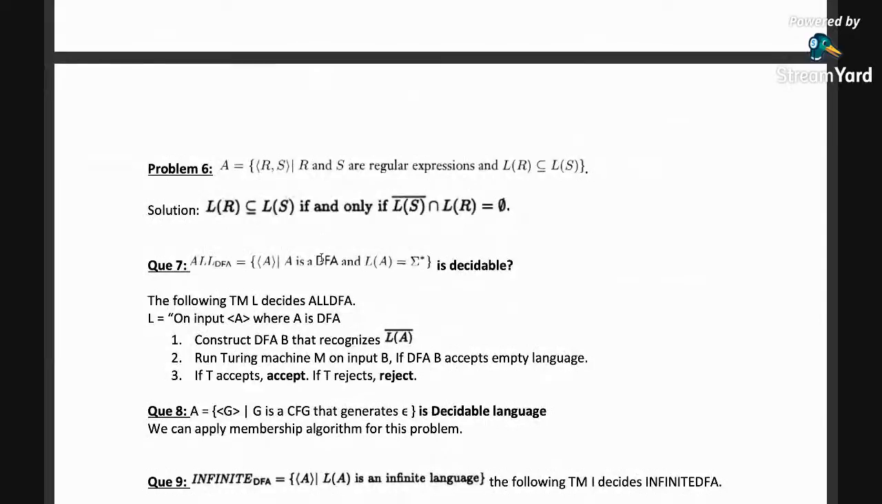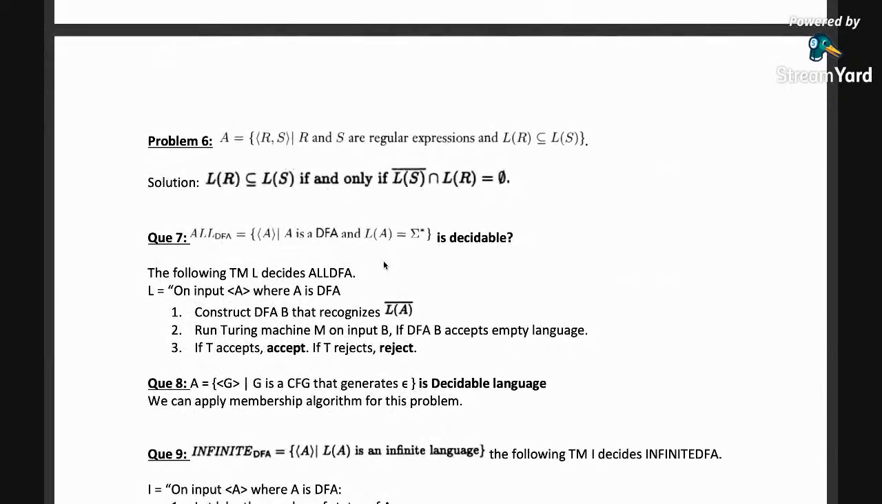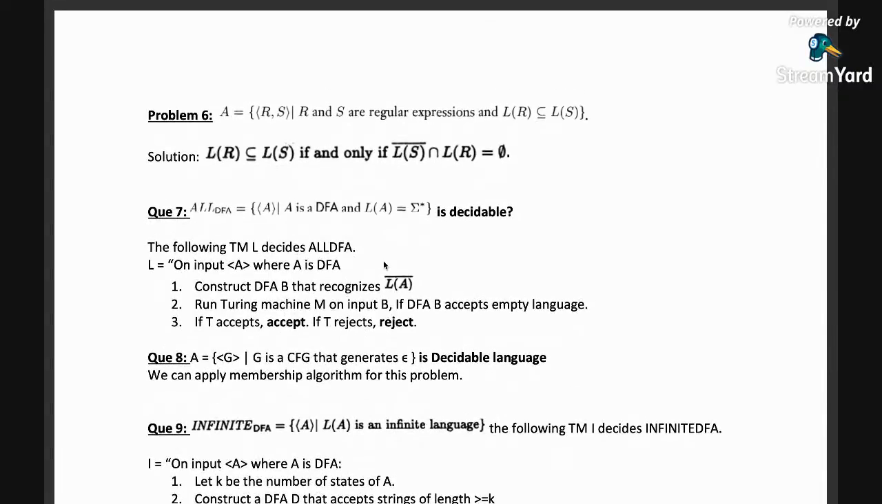R and S are regular expressions and the language of R is a subset of the language of S. The language of R is a subset of the language of S if and only if the complement of the language of S intersected with the language of R equals phi.